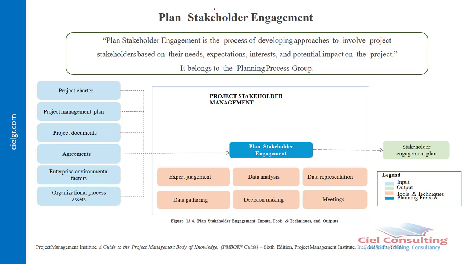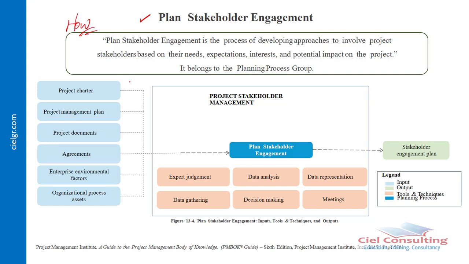So the next process is now the planned stakeholder engagement. So during the planned stakeholder engagement, this is where we develop approaches to involve project stakeholders based on their needs, expectations, interests, as well as potential impact on the project. So basically what we talk about here is that the planned stakeholder engagement is where we determine how we're going to now manage our stakeholders.